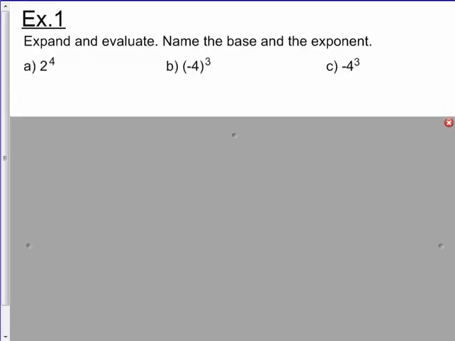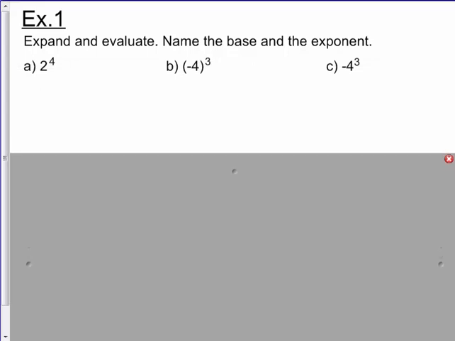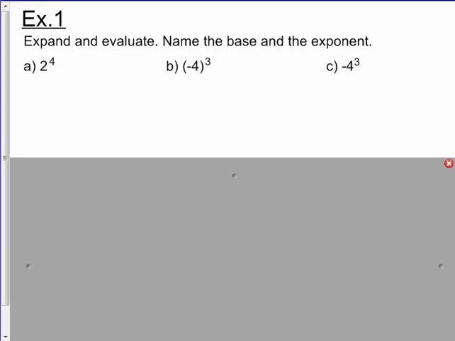So in example 1, we're going to expand and evaluate those. We're going to write out, when it says 2 to the 4th, what does that actually mean? We're going to expand it out, name the base and the exponent here. So the base is 2, the 4 is our exponent, and it means we take the base, multiply it by itself however many times the exponent. So 2 times 2 times 2 times 2, 2 to the 4th, that is 16.